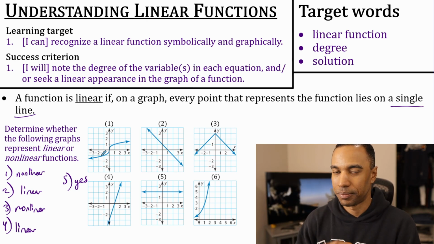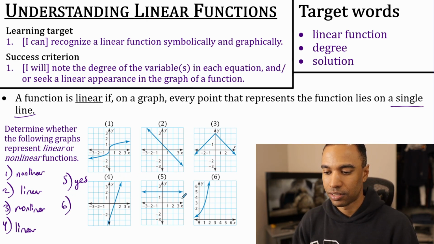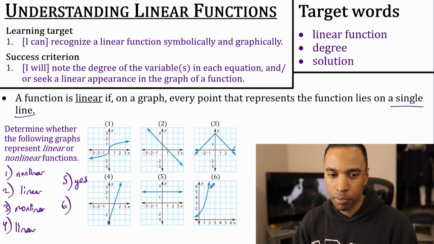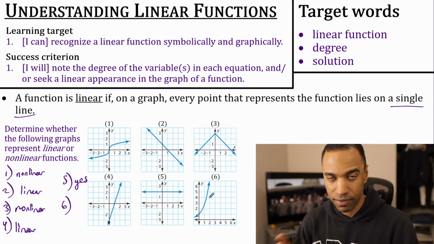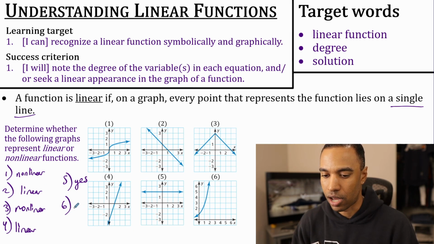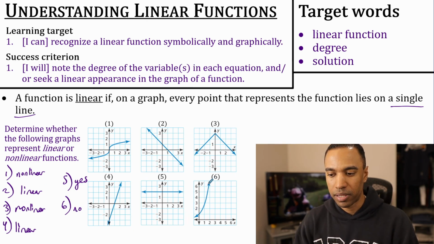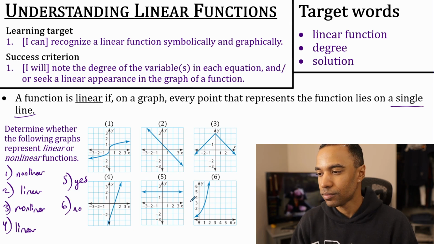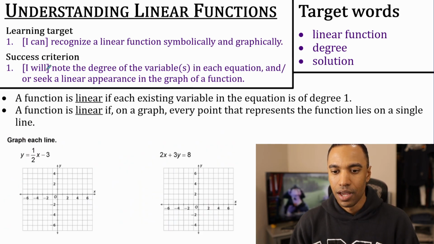By rule, it's linear. Number 6, it has straight-like portions for the most part, but it does curve. If even for a slight moment, it is nonlinear. This probably is an exponential function. Not that you need to know the name right now.